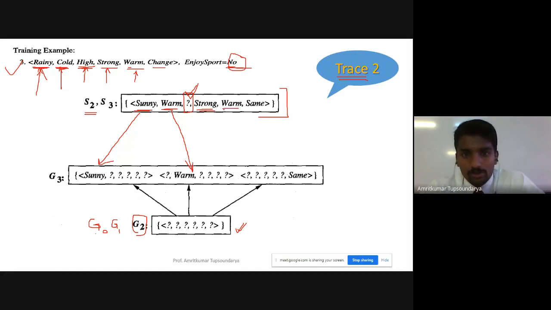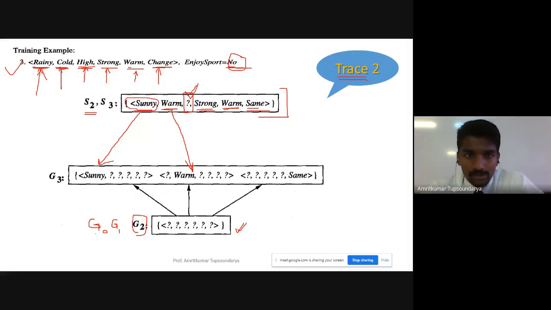So here also it is warm. So no change, no new hypothesis. But the sixth attribute value here is a change and here we have same. So there is a difference. The change is in the negative training example. The same was in our positive training example S2. So again, we have to create a new hypothesis with value same, right?